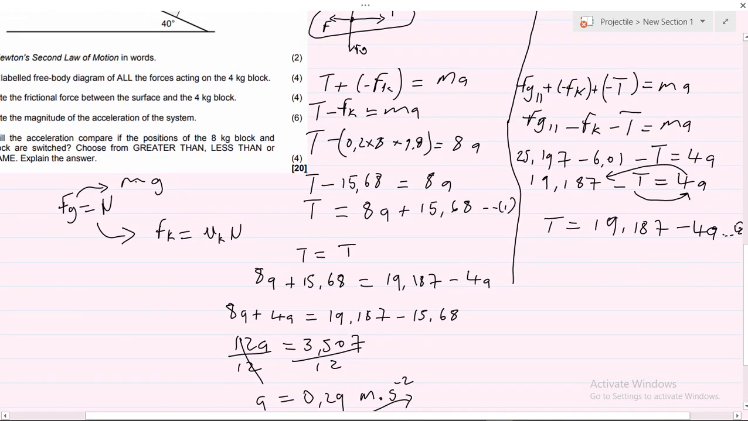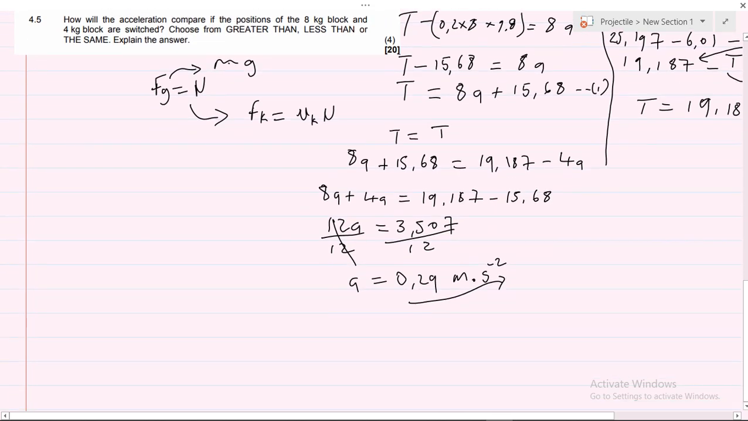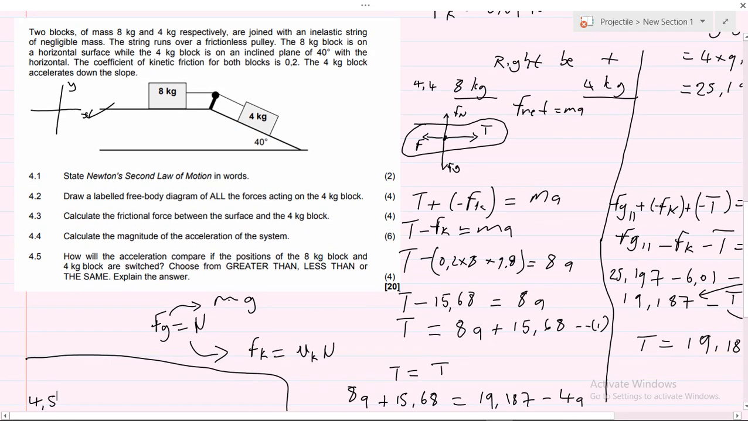So let's look at question 4.5. Let's quickly write here. Here is space where we can write. It's question 4.5: how will the acceleration compare if the positions of the 8 kg block and 4 kg block are switched? Choose from greater than, less than, or the same. Explain the answer. Alright, let's look at this system.